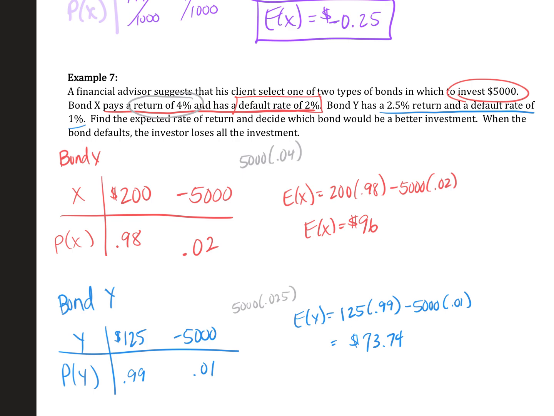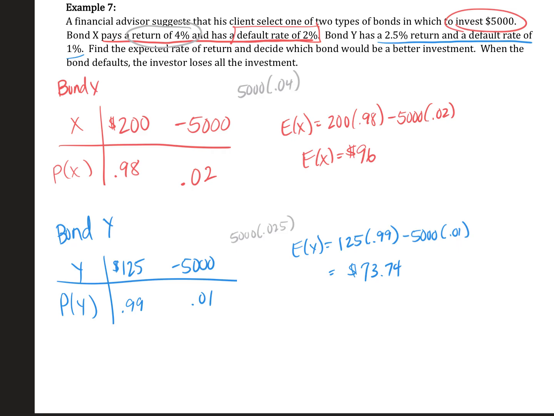So when I compare these two, I am going to say that bond X would be a better investment. Remember, on a problem like this, you have to have the math to back up your conclusion. If you just say choose bond X, you're not going to get any credit. So you actually have to have the math to back this up.